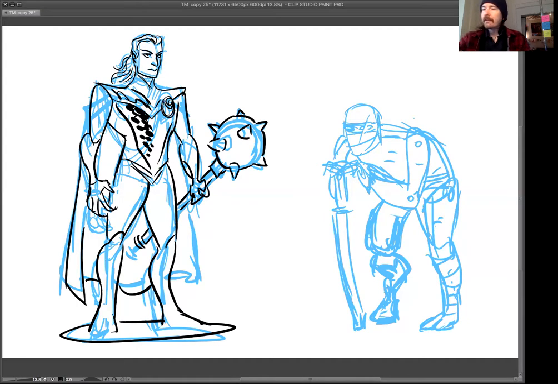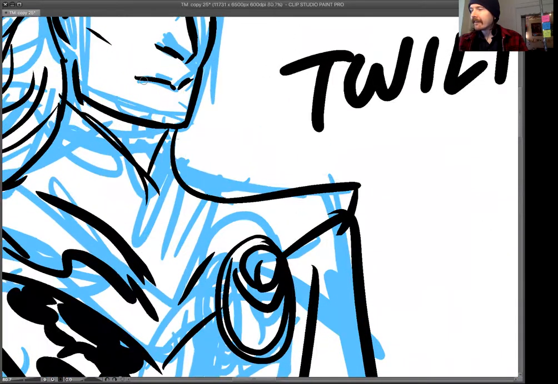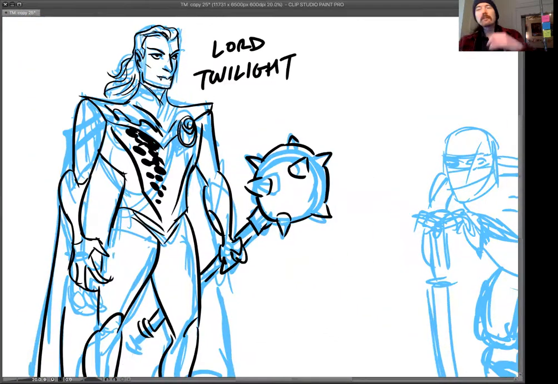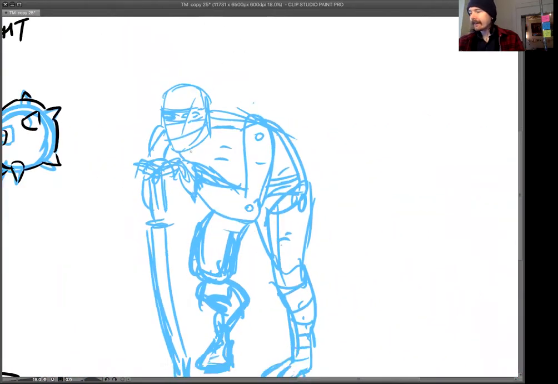So let's put his name there so that we don't forget it. Did I say Count Twilight? How about Lord Twilight? Oh, he's supposed to be a vampire, isn't he? Should I give him fangs? Is that too silly? Yeah, that's too silly. Let's do it anyway. Let's give him a downward fang, because that looks a little bit more dignified, I feel. Now we're going to go over to our ninja, our antagonist.